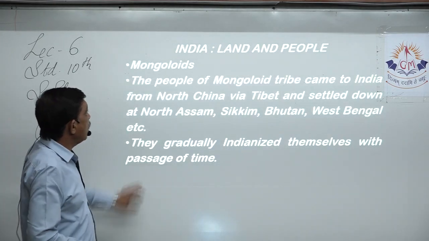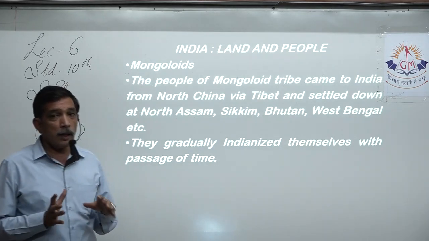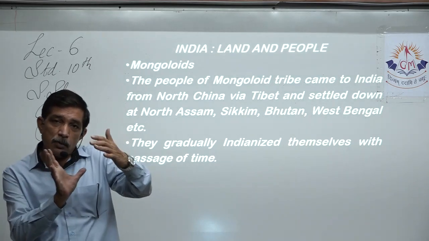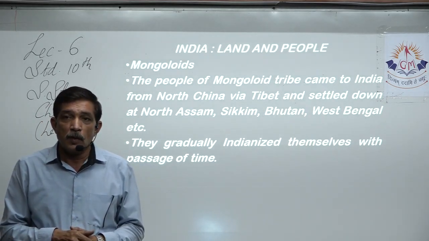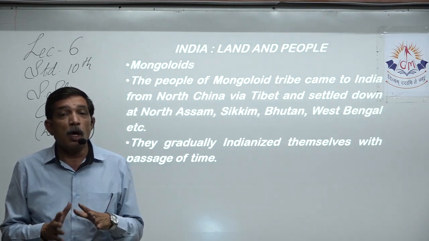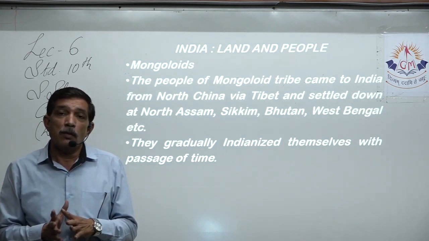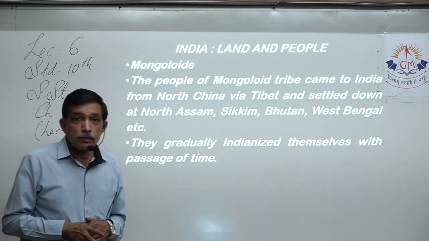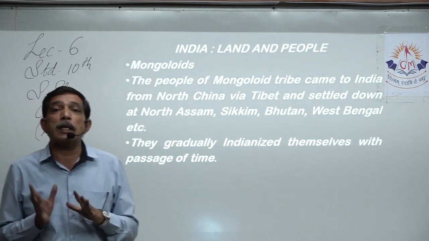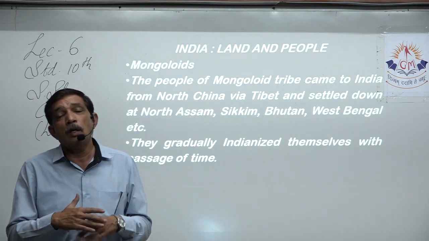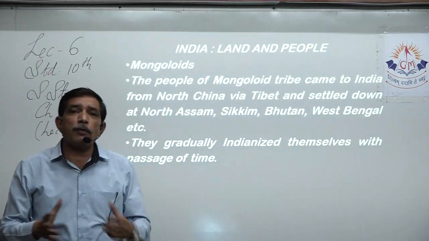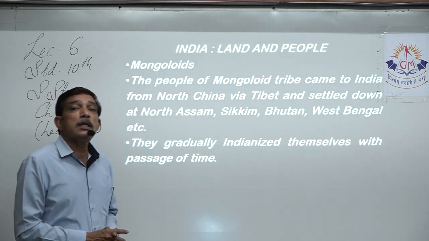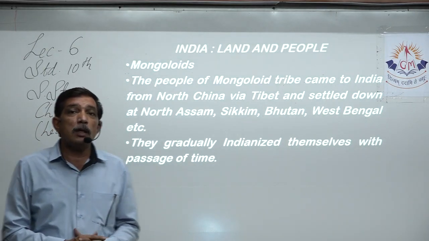Next tribe we come upon is Mongoloids. Mongoloid originally came from the country called Mongolia, which is a sandwich country in between China and Russia. Yes, Mongolia is the famous region from where we have the famous conqueror Genghis Khan, who not only mobilized the different tribes living in Mongolia, grouped them and started one of the biggest attacks in the history of the world.